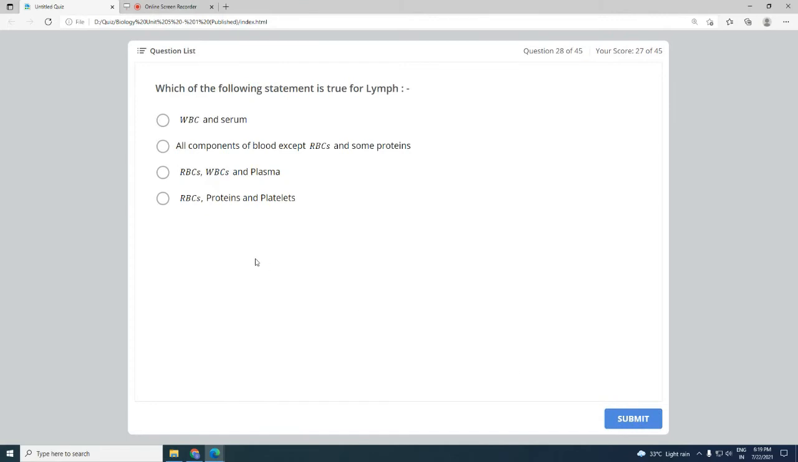Which of the following statements is true for the lymph? WBC and serum, all components of the blood except RBCs and some proteins, RBCs, WBCs and plasma, RBCs, proteins and platelets. Which is the right option?